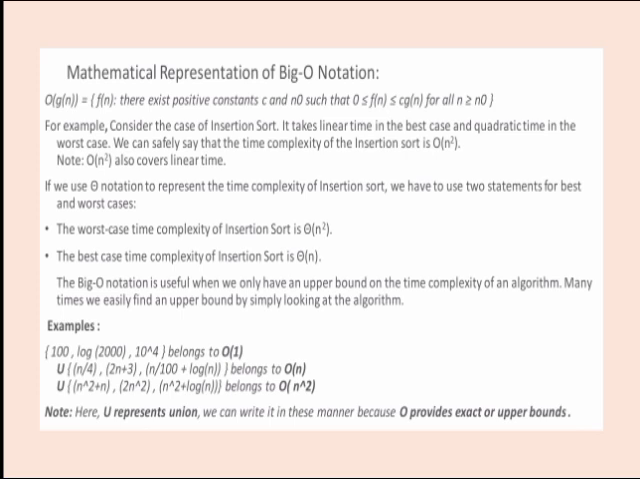The big O notation is useful when we only have an upper bound of the time complexity of an algorithm. Many times we easily find an upper bound by simply looking at the algorithm. Here you can see some examples. Here U represents union. We can write it in this manner because big O provides exact or upper bounds.